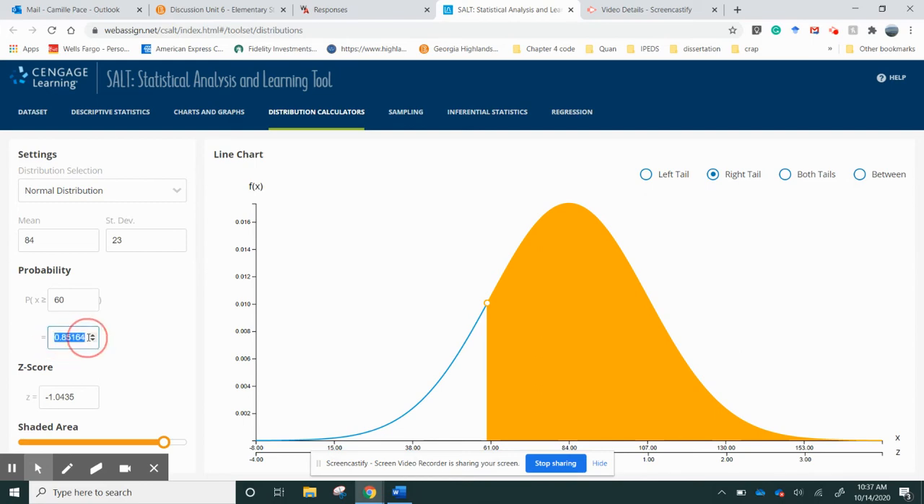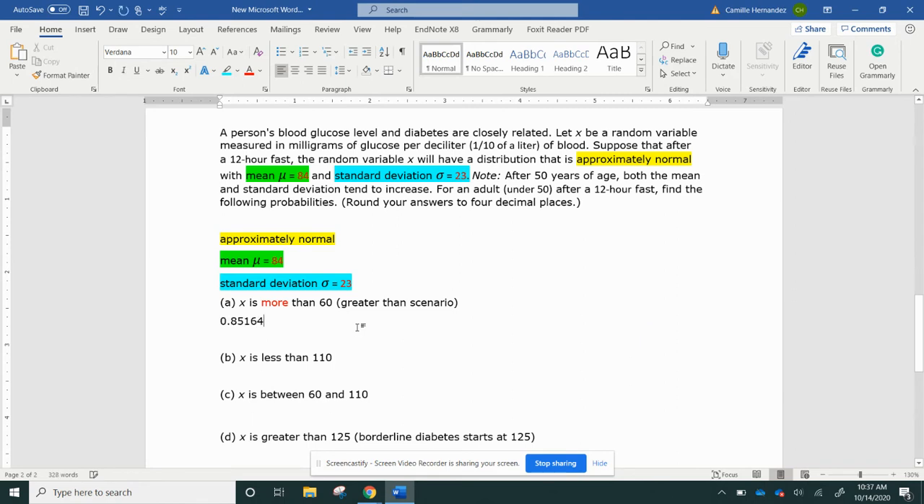So what does that give me? It gives me the probability that X is more than 60 is 0.8516. So what does that mean in everyday terms? A person's glucose level being more than 60 is going to occur 85% of the time. So when you go to the doctor and they tell you, oh, you're in the normal range, this is basically what they're doing. They're using huge normal distribution tables, and they're seeing where you fall in that table.